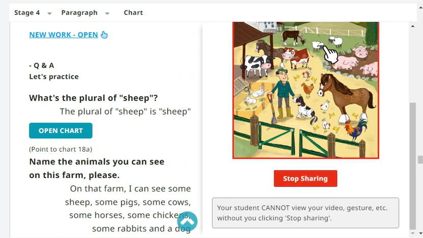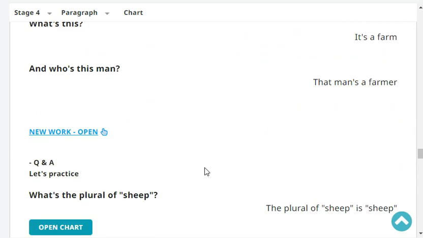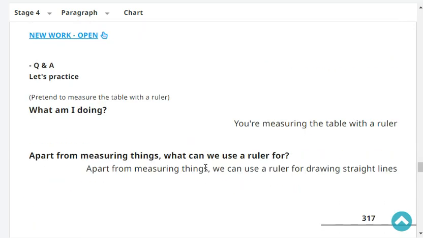Name the animals you can see on this farm, please. On that farm, I can see some sheep, some pigs, some cows, some horses, some chickens, some rabbits, and some dogs, and a dog. Okay, very good.